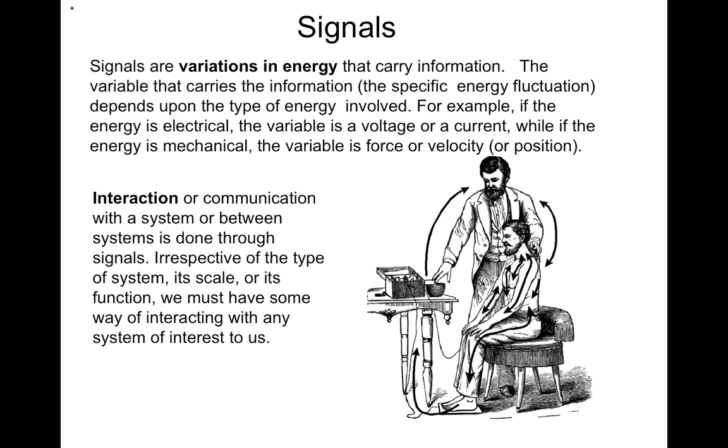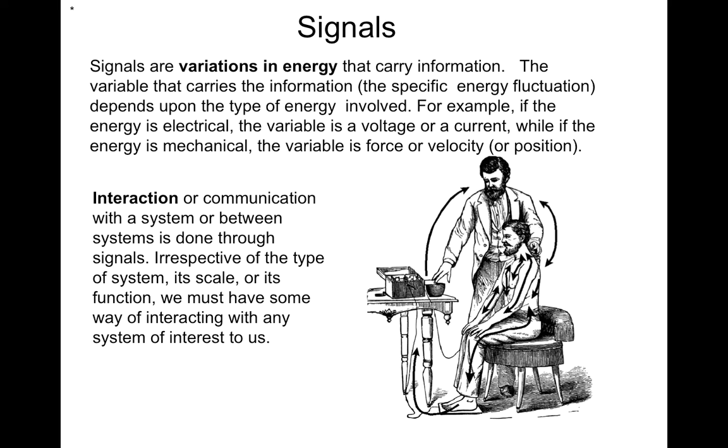If the energy is electrical, then the variable is a voltage or a current, while if the energy is mechanical, the variable is a force or a velocity. So, for example, if you were trying to measure the gait of an individual or the step length, then that would be a mechanical measure, and you'd be measuring either the distance between steps or maybe the force of the step so that you could get some information about that individual's gait.